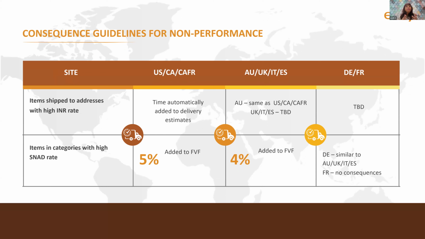As you can see on the screen, for items shipped to addresses with high INR rate, if your listing region is USA, Canada, or Canada French, eBay will automatically add time to your delivery estimates, which will make the buyer take one step back before making that purchase because the delivery time is too much. Australia is now similar to what we read on the screen for USA, Canada, and Canada French. For UK, Italy, and Spain, the consequences for items shipped to addresses with high INR rate are yet to be decided, but that doesn't mean that this does not lead to a bad buyer experience.